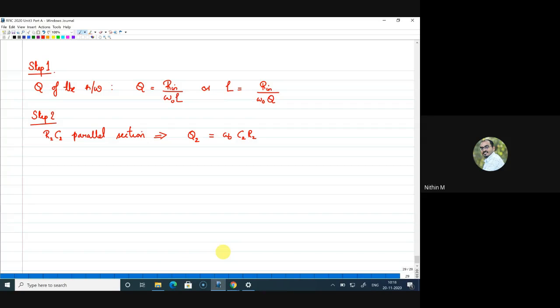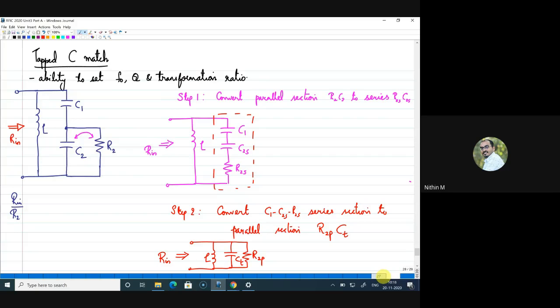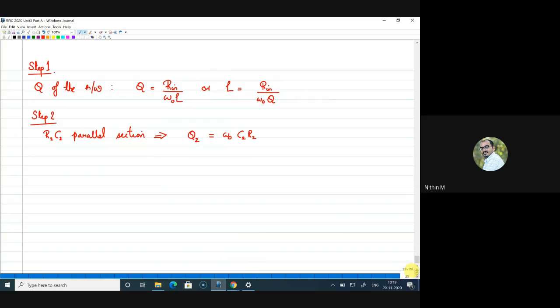Now, as I mentioned before, I have done a two-step transformation in order to convert this tapped capacitor match into a final parallel RLC. For the derivation, I'm using different steps here. So the R2 C2 Q factor we have written here. Now, let me go to the next step.